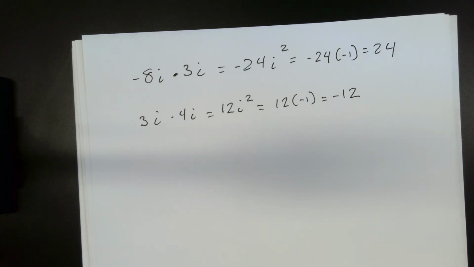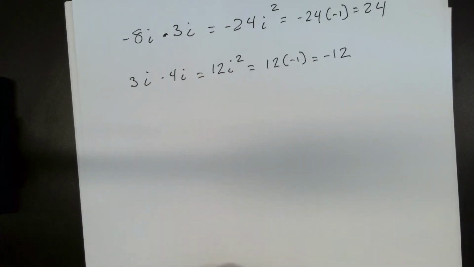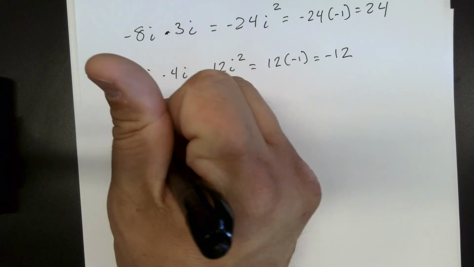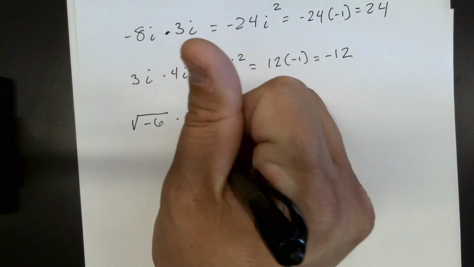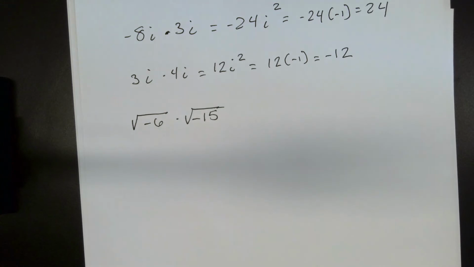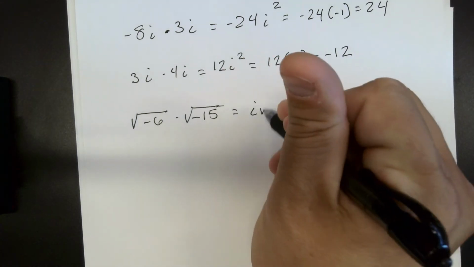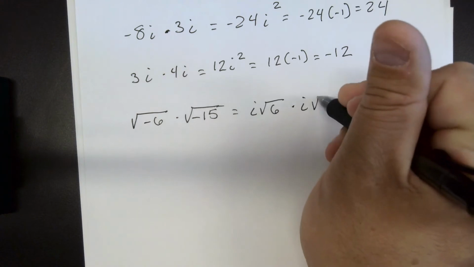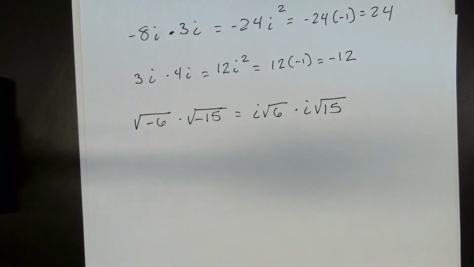Okay? So, this is one of my favorite ones to do because it kind of shows everything we've learned so far. A problem like that. So we have the square root of negative 6 times the square root of negative 15. Anytime you have the square root of a negative, you should immediately bring i out. So the very first thing you're going to do is bring an i out. After that, we can multiply.